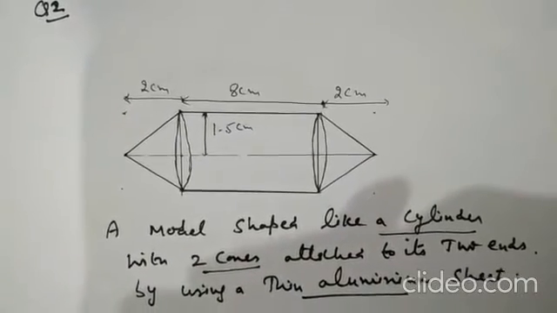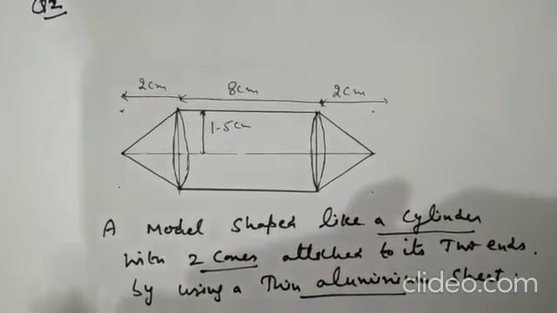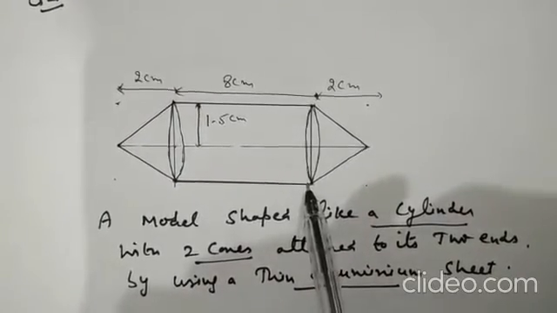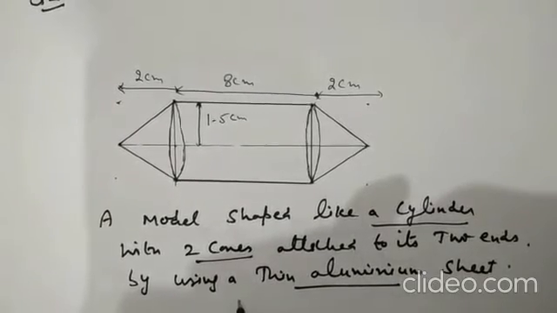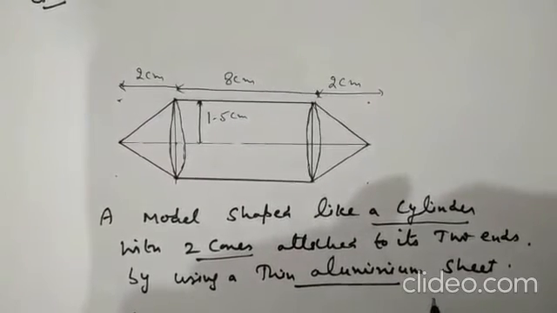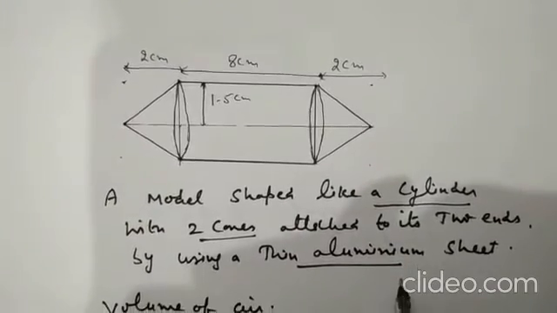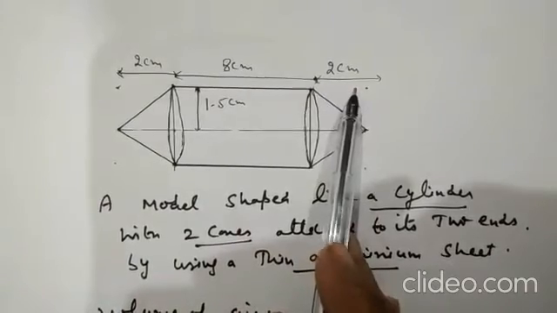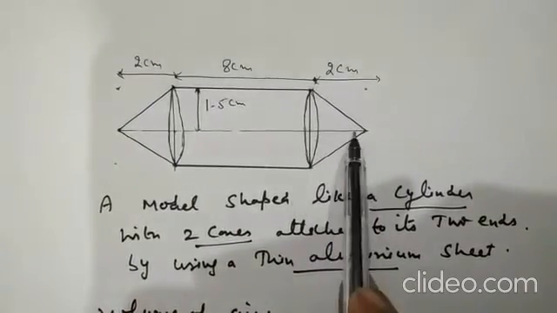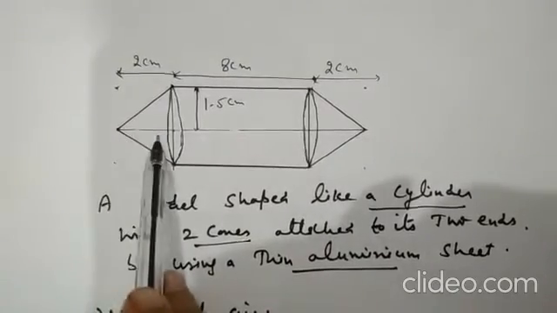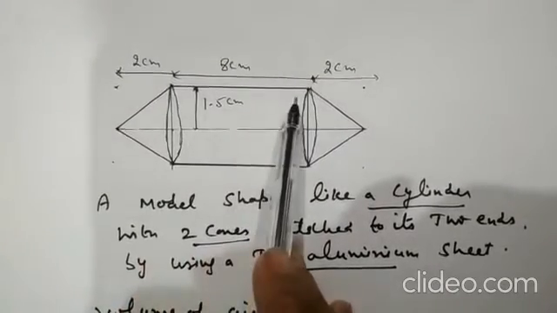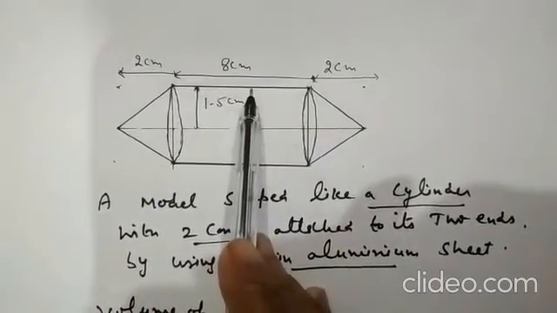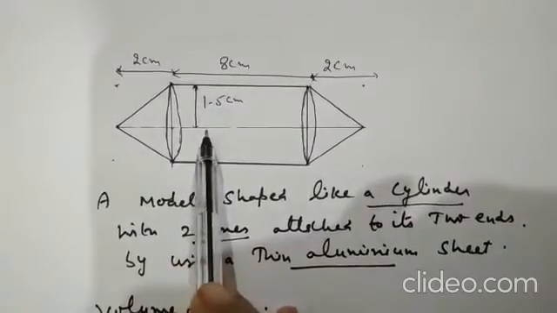This is a model made by an engineering student in the shape of a cylinder with two cones attached to its two ends, and it has been made by a thin aluminium sheet. Find the volume of air contained in it. Now total length of the model is 12 centimeter and height of the conical part is 2. Here it is 2, it is 2. So length of cylindrical part is 12 minus 2 minus 2, that is 8 centimeter and radius is 1.5.